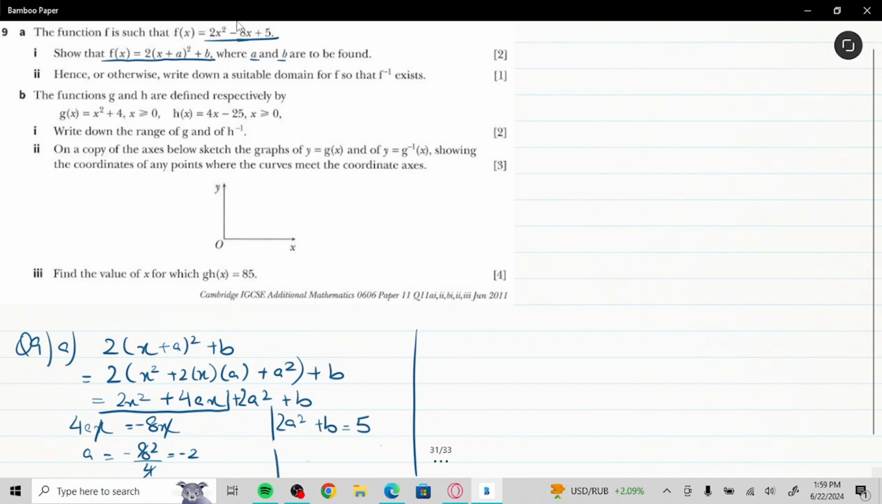So 2 multiplied by negative 2 squared plus b is equal to 5. And negative 2 squared is 4, and 4 twos are 8. So 8 plus b is equal to 5, and b is 5 minus 8. So b is equal to negative 3. So we have found a, which is negative 2, and b, which is negative 3. And that's it for part 1 only.